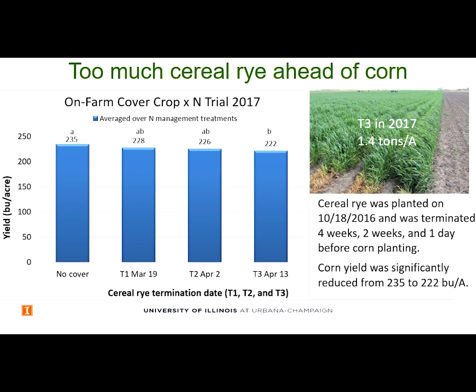And we found it was best to front load the N. So it was best to have all the N on in the spring. The fall N didn't do as well. And I think it's because the cereal rye took up too much of it and didn't give it back in time. I'm not trying to go into that much detail here. I think the main point is looking at termination date and biomass when it comes to handling cereal rye in front of corn.